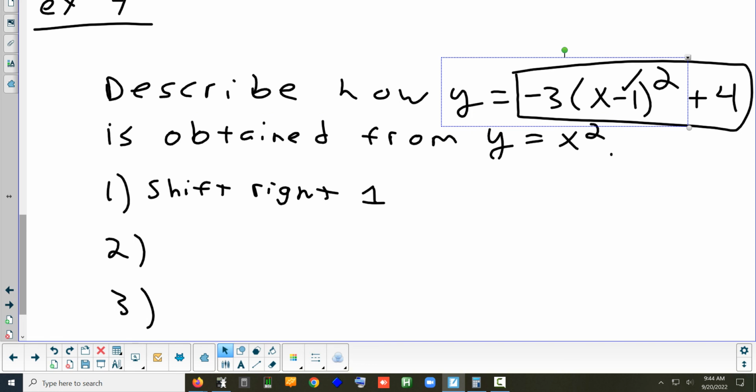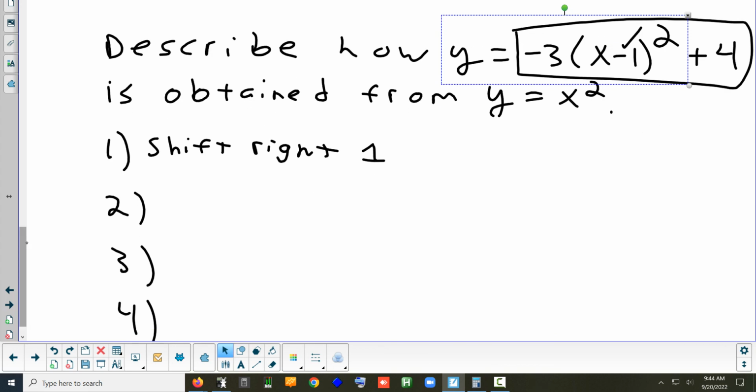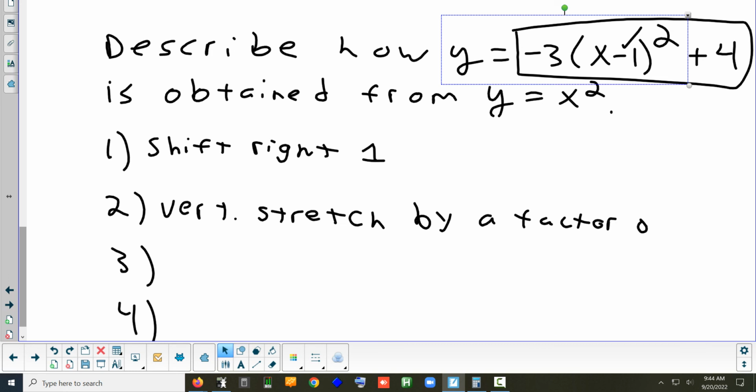Okay, what's the next thing we look for? Vertical stretch. Yep, and do we have that in this problem? Yeah, we do. We got them all. So vertical stretch by how much? 3. Yes, perfect. Don't say by a factor of negative 3. The negative is different. That does something else. Vertical stretch by a factor of 3. All right, so we got the 3.